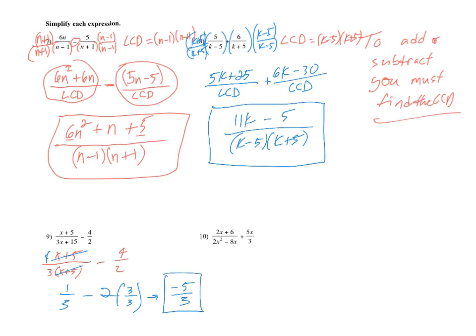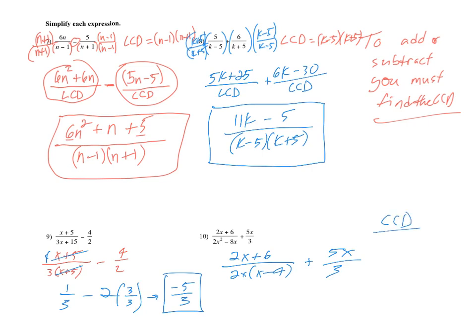And we're done. Okay. This next problem, again, we want to factor. So 2x plus 6 over, we can pull out a 2x here, and this is going to give us x minus 4 plus 5x over 3. So in this case, we can't really cancel anything out. Nothing's really going to cancel out, so we have to find the LCD.